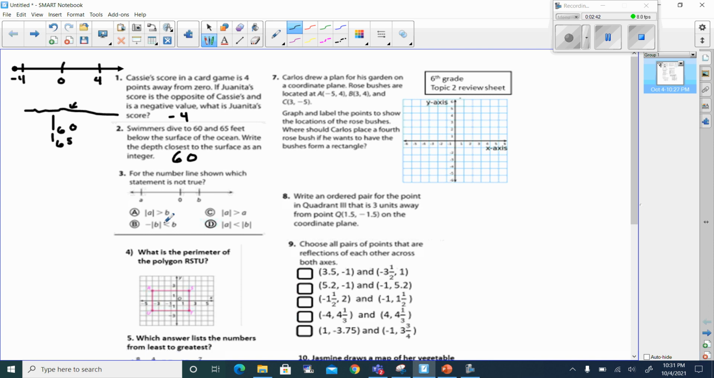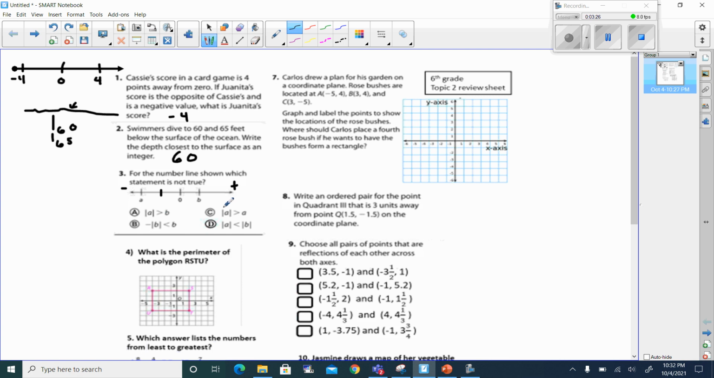That's a true statement. Next, it says negative B is less than B. Well, if we're talking about the absolute value of B, it's going to be the same as B. And then if it's negative, then that means it's going to be the negative. So let me make that a little bit more right over here, about the same distance B is from 0, right? This is going to be negative B over here, and that means it will be smaller than regular B. Because remember, the more to the right a number is, the bigger it is. The more to the left it is, the smaller it is.